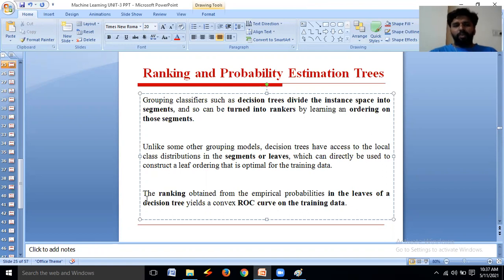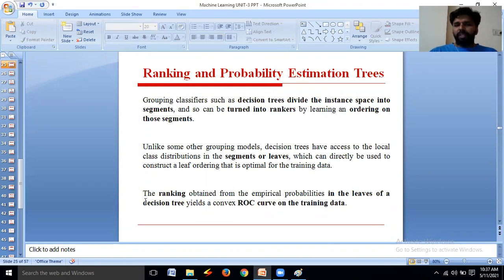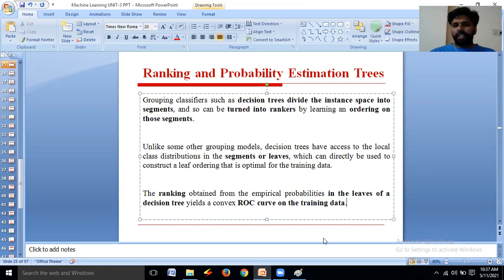One more important point here: we need to remember that the ranking obtained from the empirical probabilities in the leaves of a decision tree yields a convex ROC curve on the training data. Here, it is going to construct a ROC curve on the training data. We already know what an ROC curve is, right?